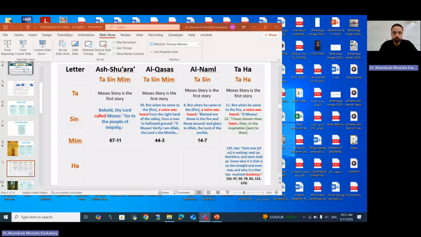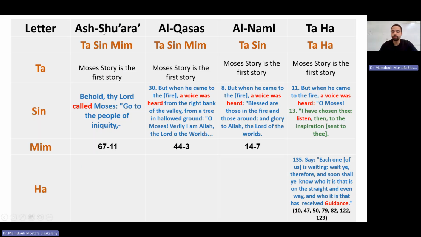If you can see, we have three surahs: Surah Shu'ara, Al-Qasas, and An-Naml. All of them start with Ta Sin. One starts with Ta Sin Mim, and the second starts with three letters, Ta, Sin, then Mim. An-Naml starts with only two letters, Ta and Sin. And we have Surah Taha, which starts with the letters Ta Ha.